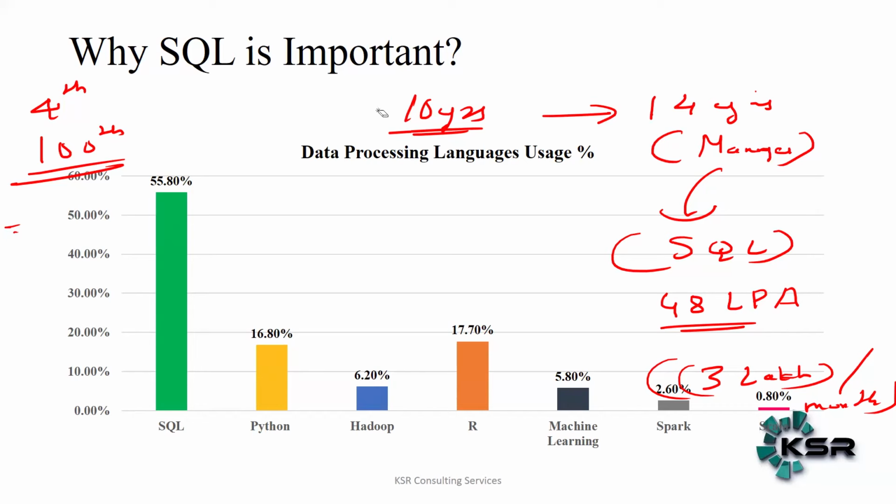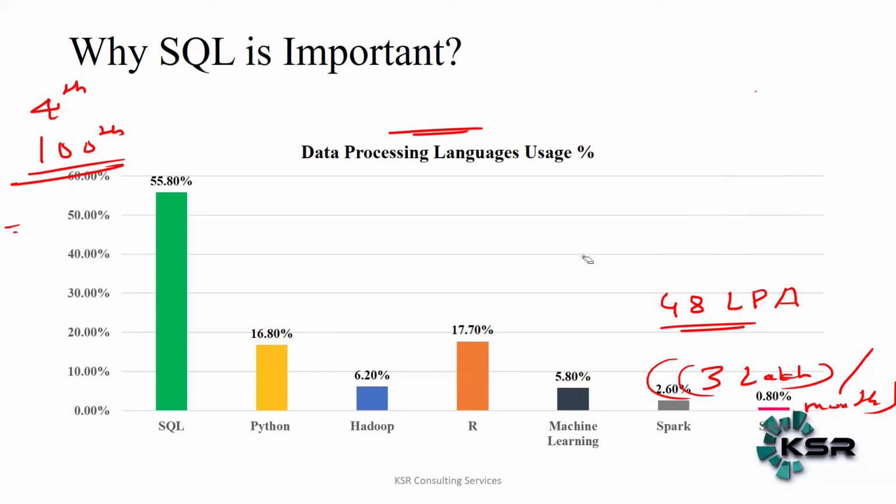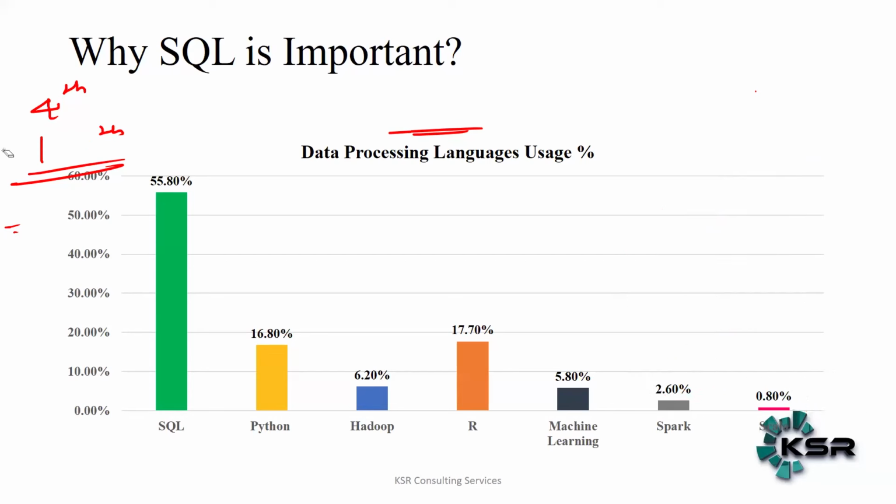Also, we have taken analysis from a lot of companies, from a lot of people working in organizations in real time. We took a survey and can see that 55% of the time SQL is used for data processing. Now, why is it so important? Simply, I cannot say it's important. We need to find a reason. What's the reason? Let's figure out.